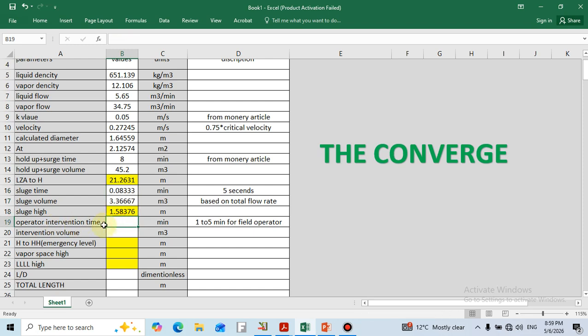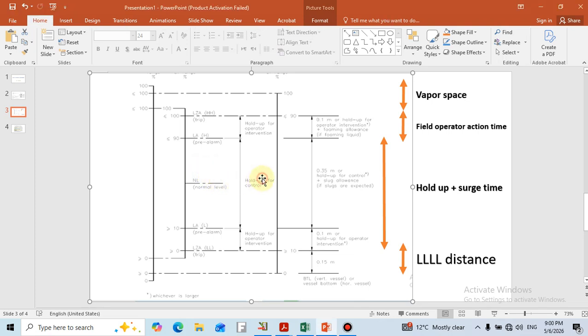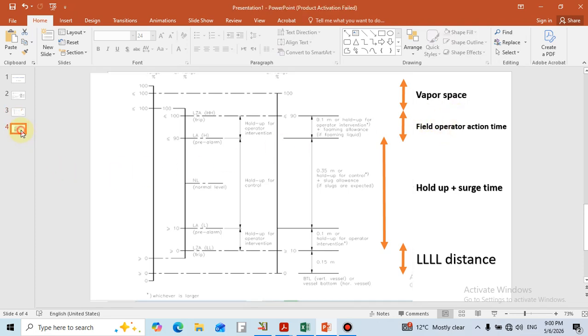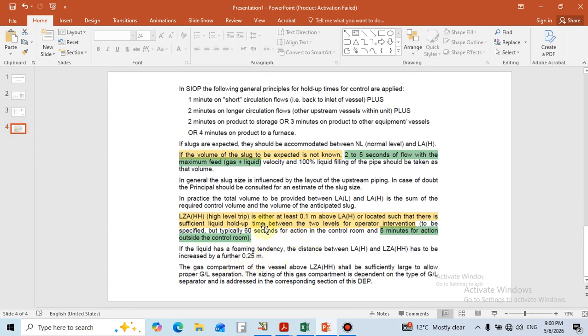So, operator intervention time or operator response time is known as actually high alarm to the high-high alarm, which is known as a trip, where your transmitter sends signals to other equipment to prevent your vessel from damaging. So for this case, according to the Shell design practices, it is highly recommended for the vertical vessel, from high to high-high, to consider 5 minutes for action outside the control room.